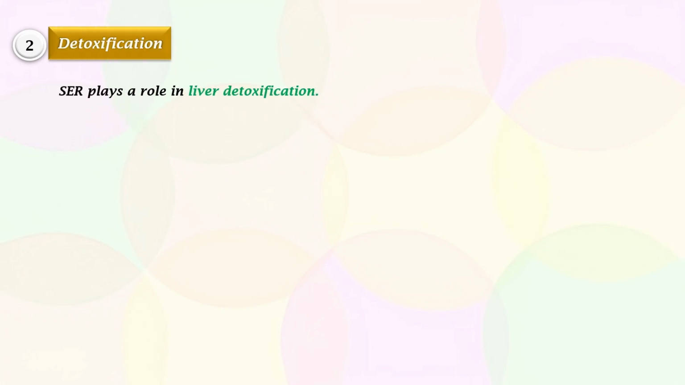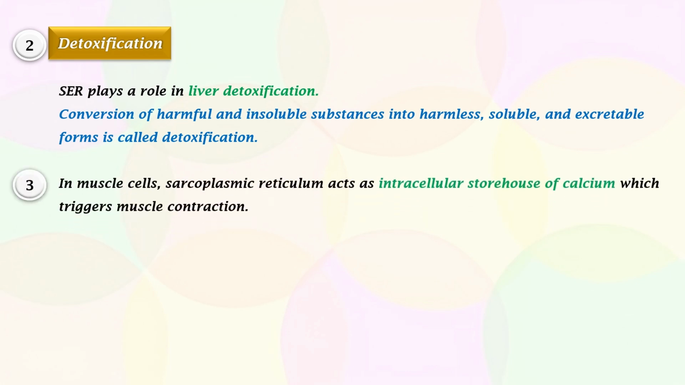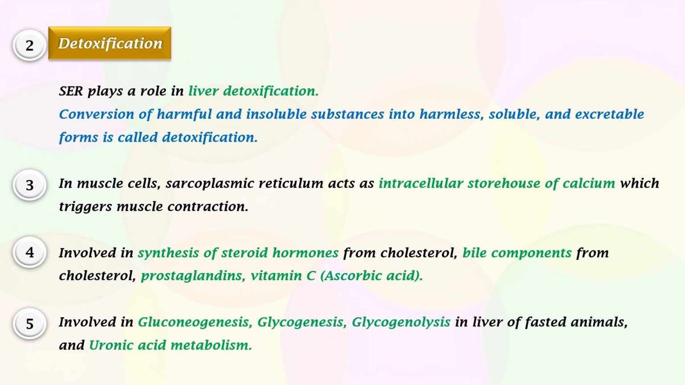The second major function of SER is liver detoxification. Detoxification is the process of converting the harmful and insoluble substances into harmless, soluble, and excretable forms. Sarcoplasmic reticulum acts as intracellular storehouse of calcium, which enables muscle contraction in muscle cells. Other functions include synthesis of steroid hormones from cholesterol, bile components from cholesterol, prostaglandins, and vitamin C, that is ascorbic acid. SER is involved in several metabolic pathways such as gluconeogenesis, glycogenesis, glycogenolysis in liver of fasted animals, and uronic acid metabolism.